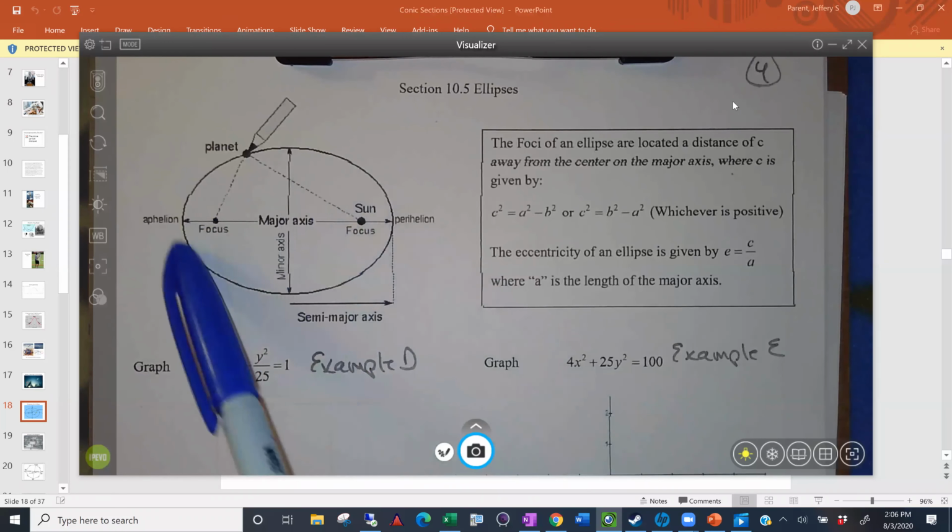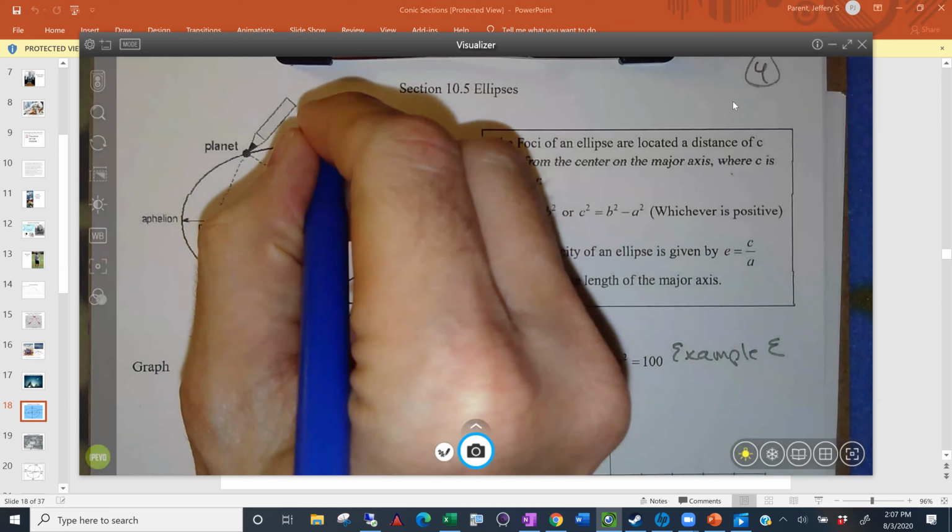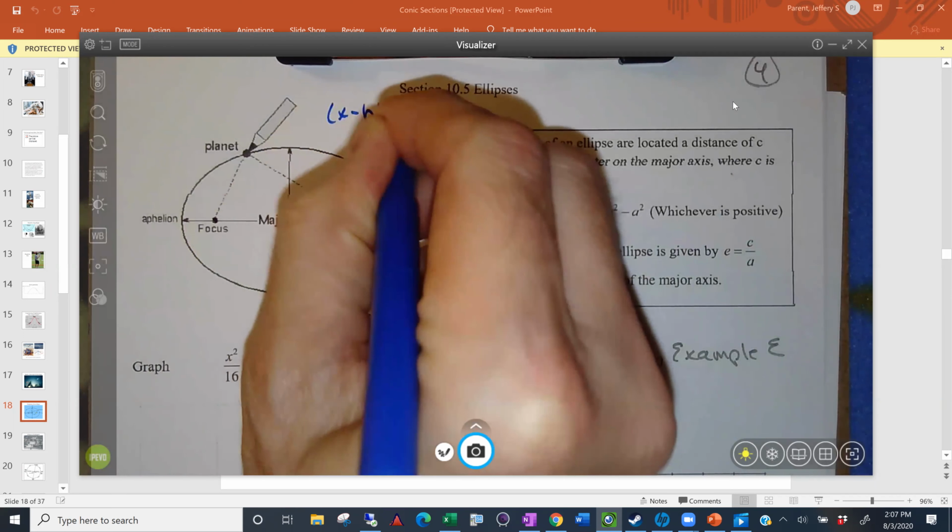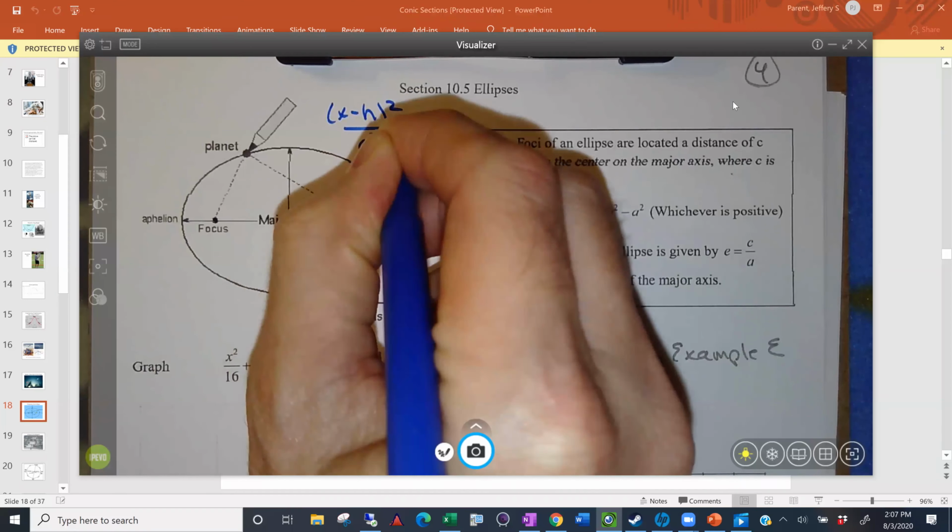Now, half of the distance along the major axis is called the semi-major axis. We're going to need to pay attention to that distance later on, section 10.6 mostly. But you can find these points on an ellipse by using these equations. c squared is a squared minus b squared, or vice versa, whichever one is positive. That's assuming that your ellipse has an equation in a form something like this: (x minus h) squared over a squared plus (y minus k) squared over b squared, and that's equal to 1.